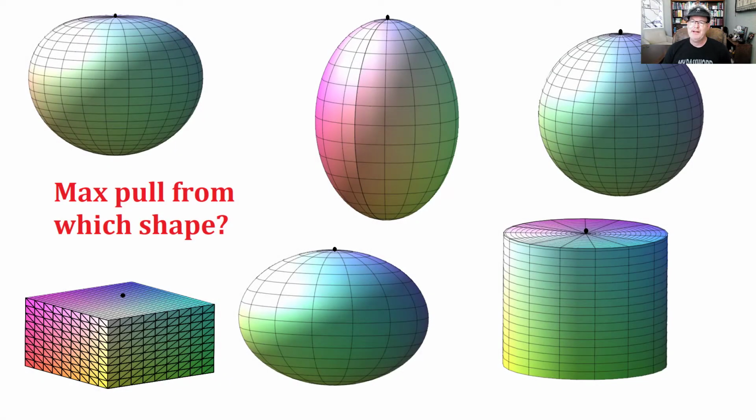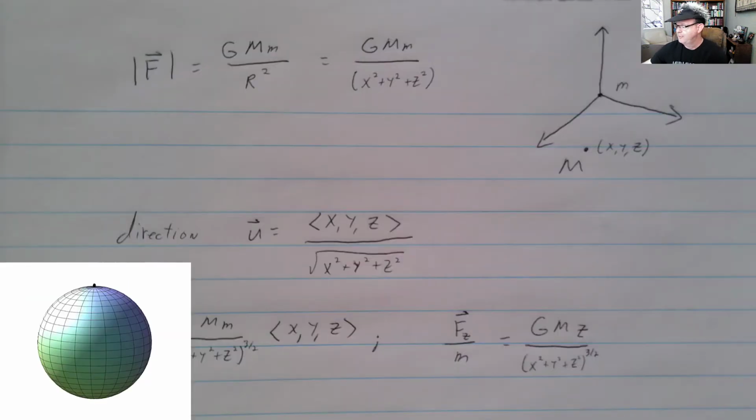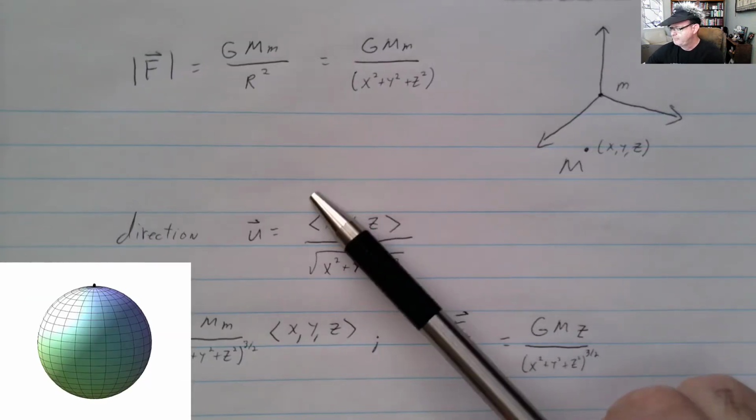Good day, everybody. Today we're going to find the gravitational pull certain objects give and vary their shape, see how that affects things, and we will use triple integrals to find the pull. So to start, some preliminaries.